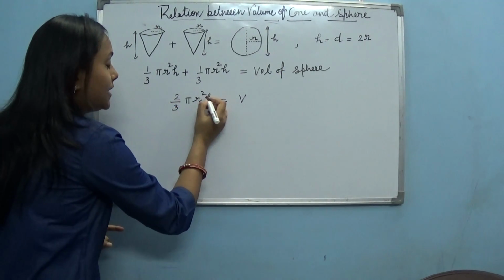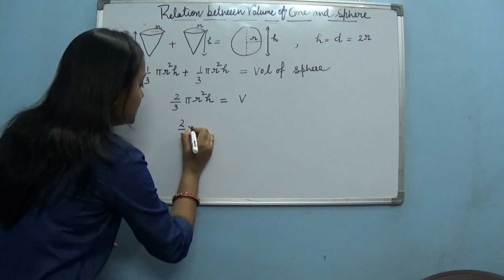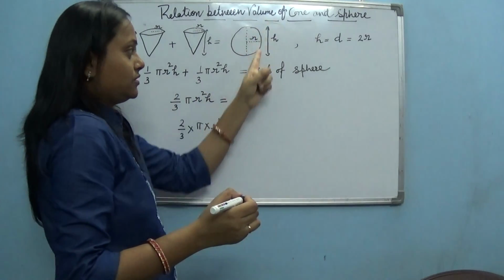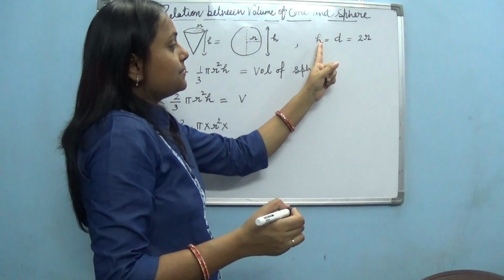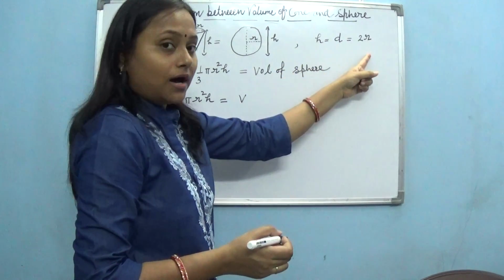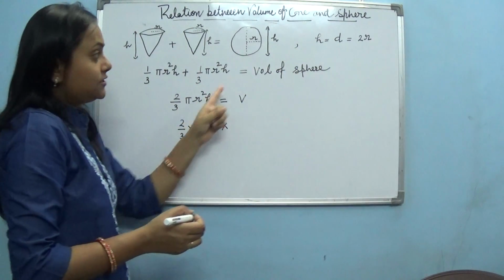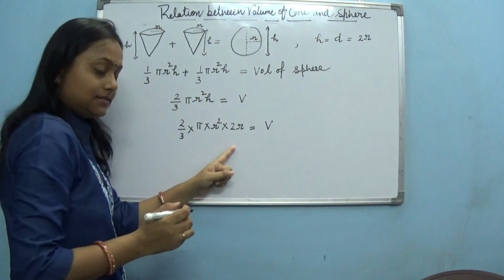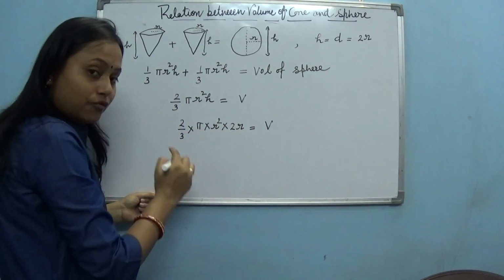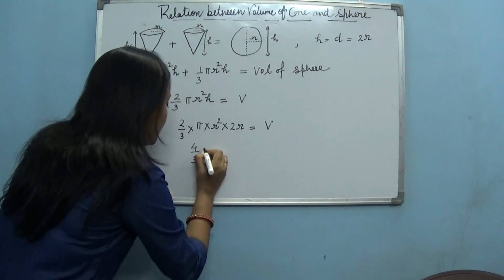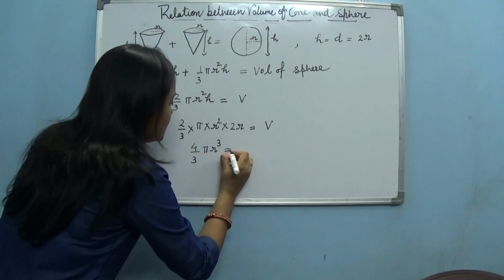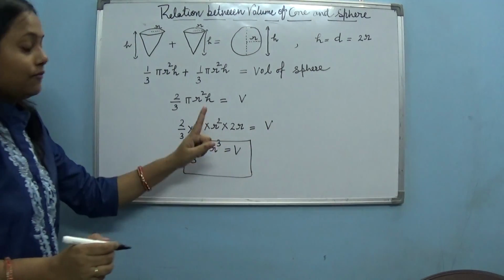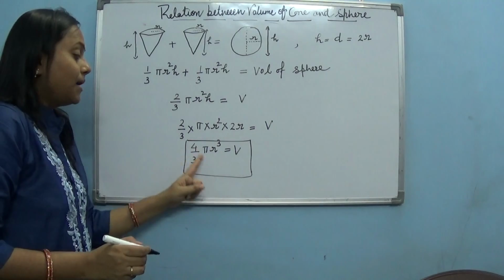Now 2 upon 3 multiply pi multiply r square. If we talk about h, you can easily say, ma'am, in a sphere height is equal to 2r. So we can put the value of h here as 2r, equal to the volume. Clear, is it? Now 2 multiplied by 2 is 4, then 4 upon 3 pi r cube. It is the formula of volume of sphere. Volume of sphere is equal to 4 upon 3 pi r cube.